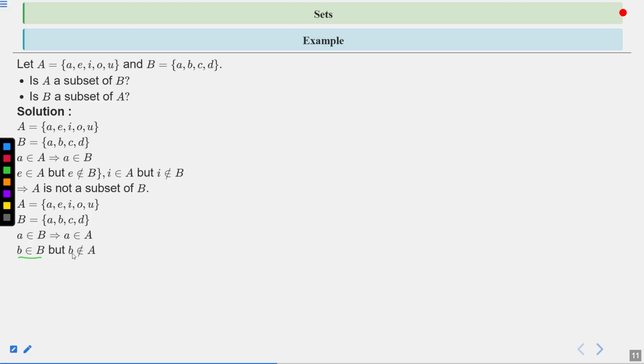B belongs to A while B doesn't belong to A. So, from this only you can say that B is not a subset of A. In order to be a subset, we require all the elements from B to belong to set A. Clear? Implying B is not a subset of A. I hope the solution steps are clear to you.